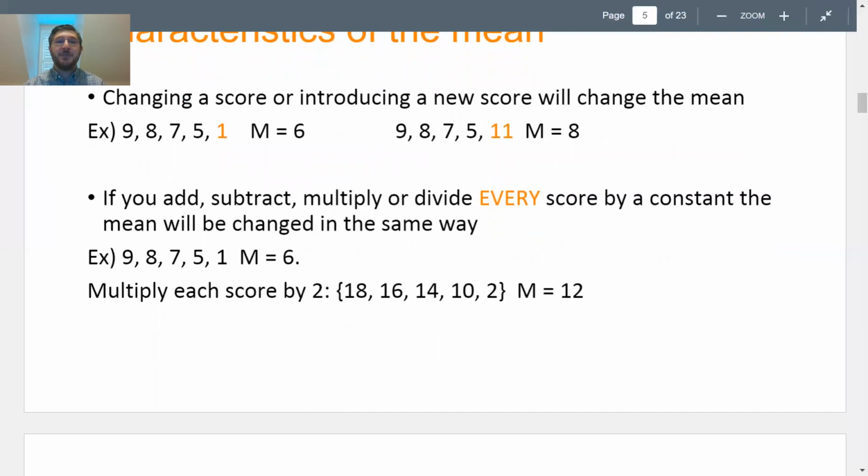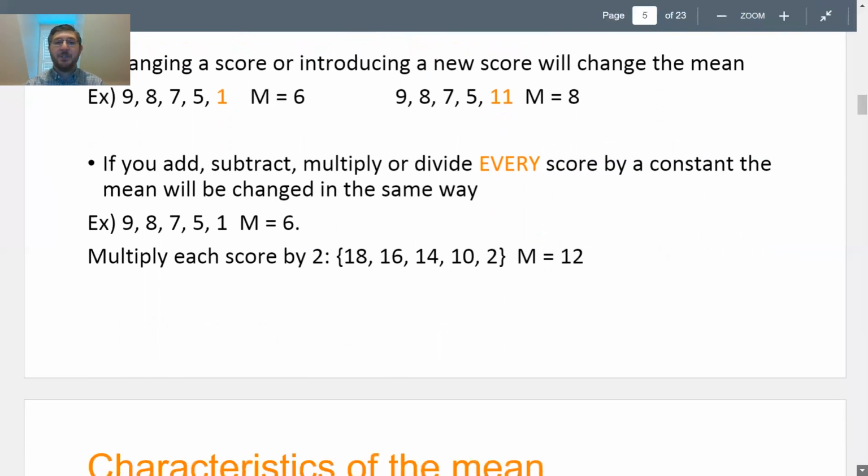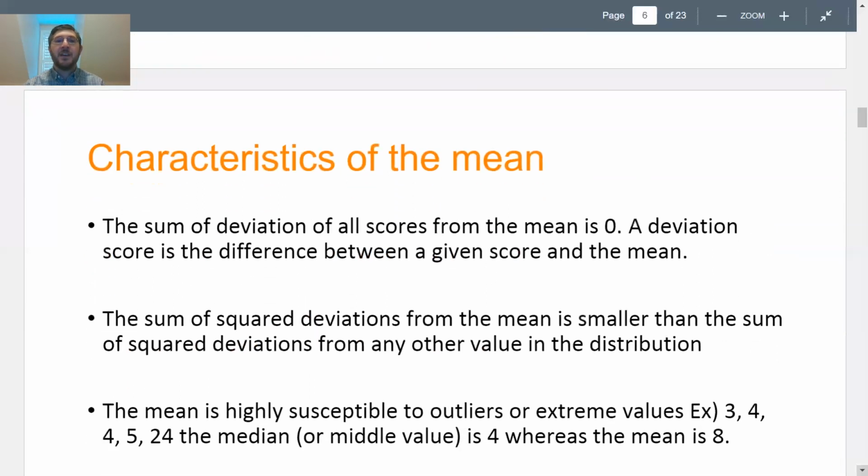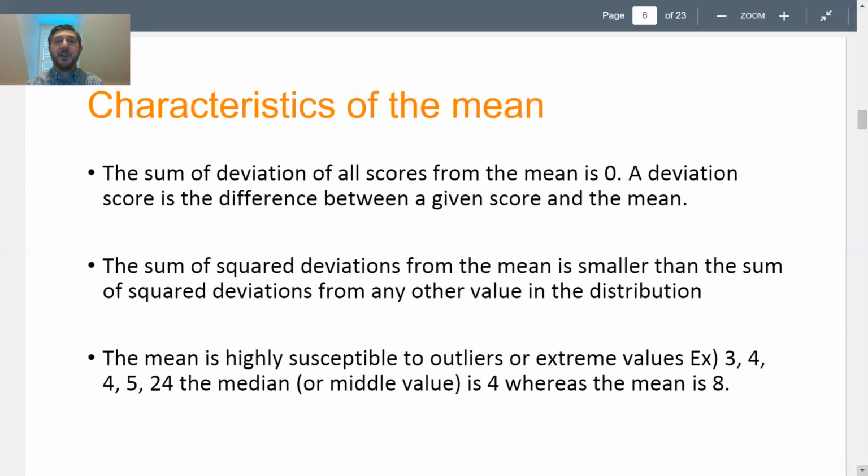So here's our distribution. The mean was 6. Multiplied each score by 2. The same thing as multiplying the mean, or the average, by 2. The mean also has some other nice characteristics. So the sum of deviations of all scores from the mean. What that means is if we took each score in the distribution and subtracted it from the mean, and then added all those deviations from the mean together, the difference would be 0.